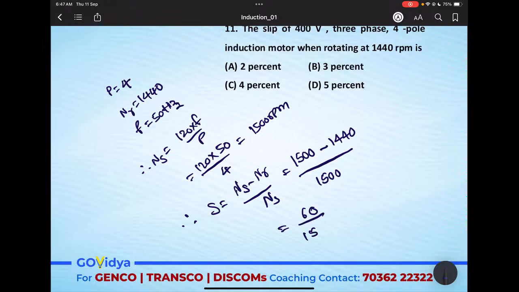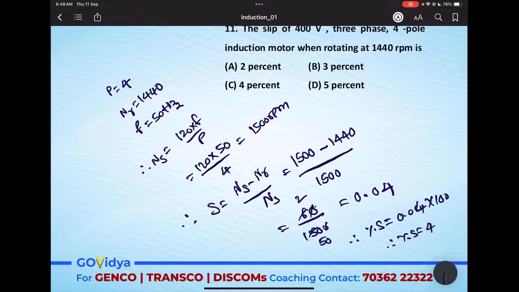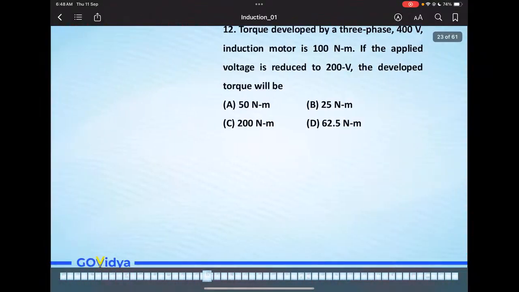Ns is 1500, so 60 divided by 1500. How much will it come? Let's do the calculation. Approximate is also fine. It will be around 0.04, but they are asking in percentage, so we need to multiply by 100. Percentage will be 0.04 into 100. Therefore percentage slip is equal to 4%. Option is C. Is it clear?